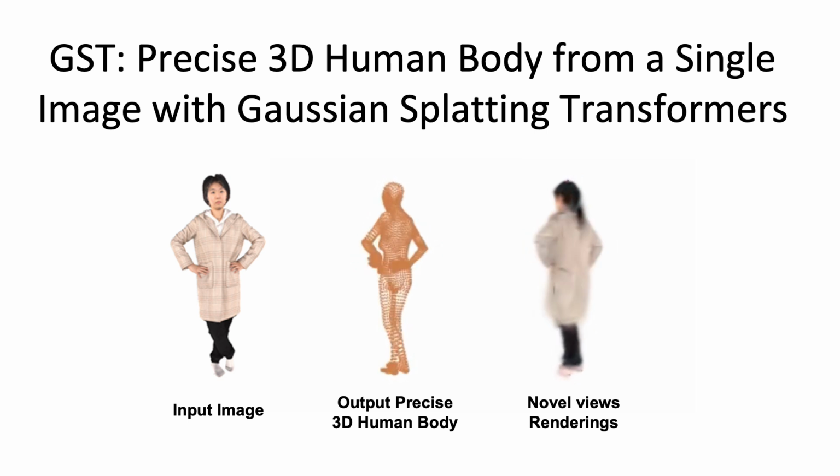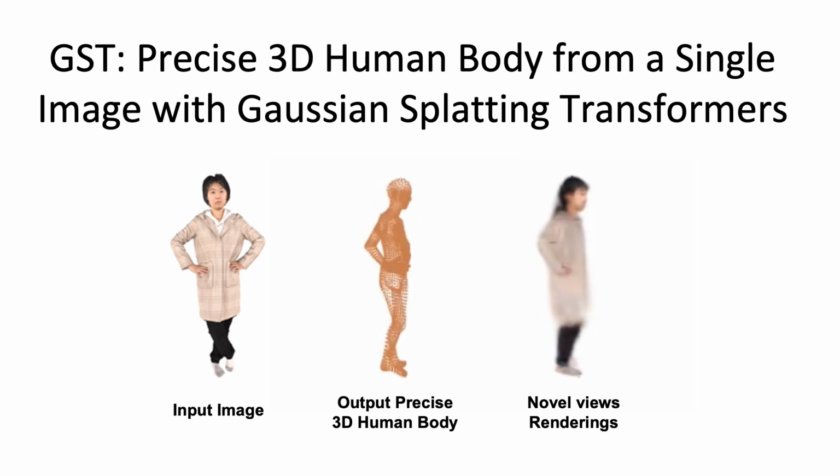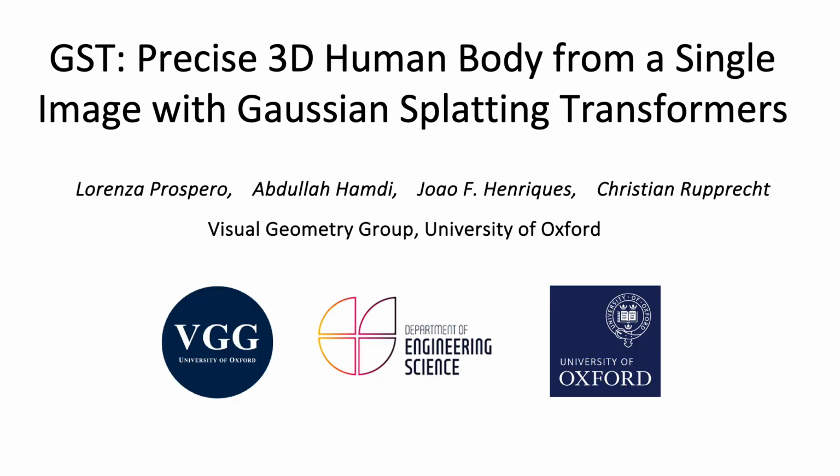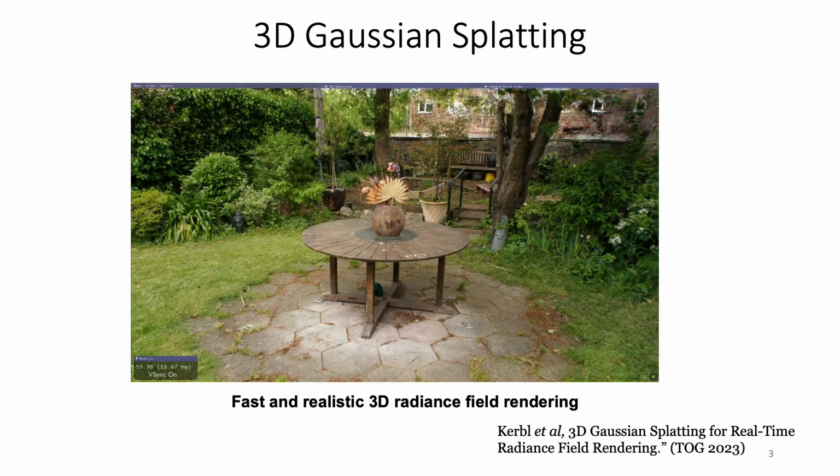We present GST, precise 3D human body from a single image with Gaussian splatting transformers. Work led by Lorenza, Mi Abdullah, Joao, and Christian from VGG Lab of Oxford.